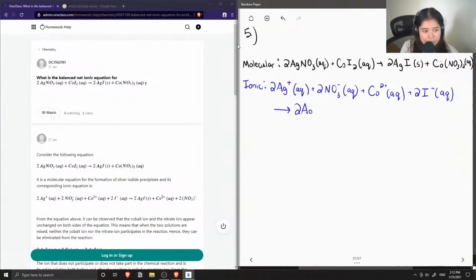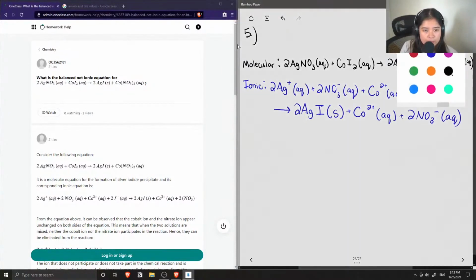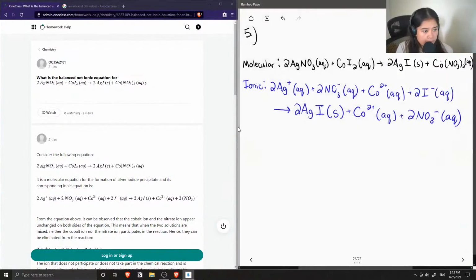So our precipitate stays the same. And then we just separate the cobalt nitrate into its ions, like so. So this is our full ionic equation.